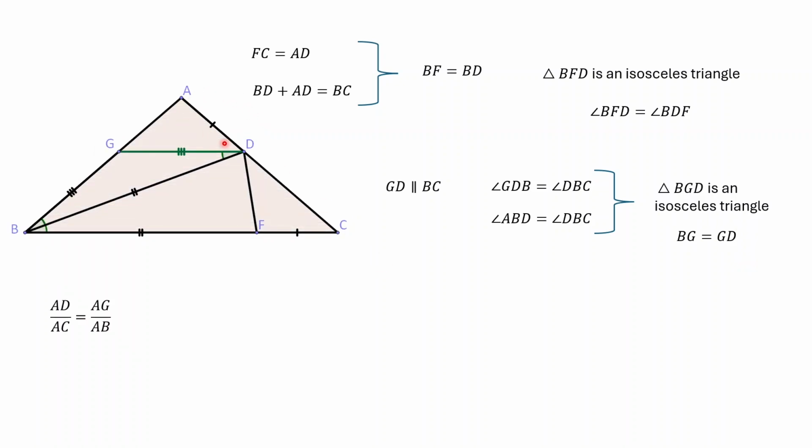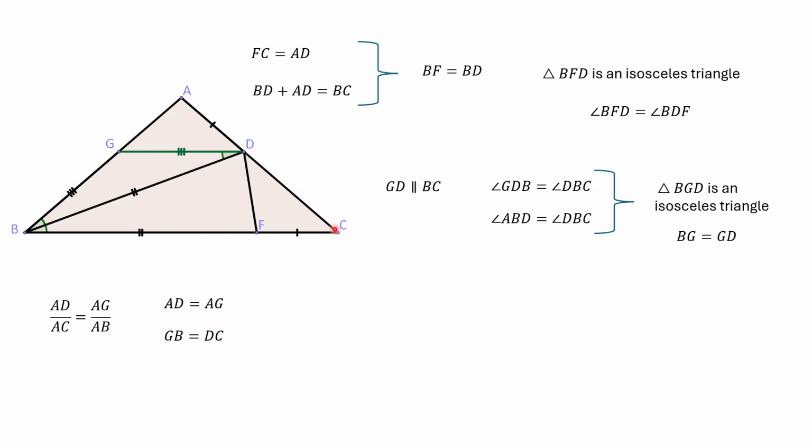We also know that since GD is parallel with BC, the ratio of AD to AC is equal to AG to AB. This is what I have written here. But we know that ABC is isosceles, so AB and AC are equal. That means AD and AG must be equal. If AD and AG are equal, that means DC and GB are also equal. So actually, GB is equal to GD, which is also equal to DC.